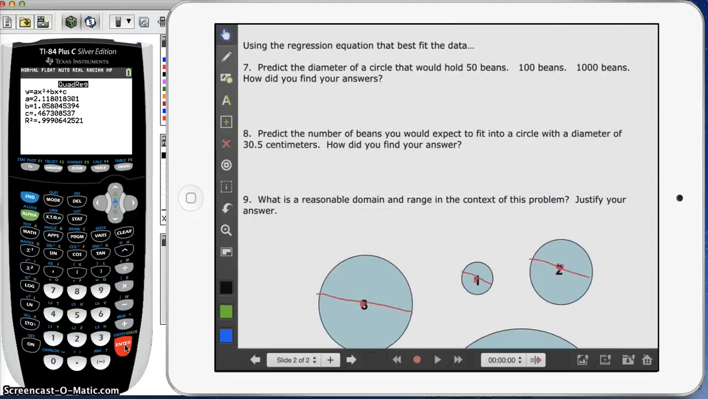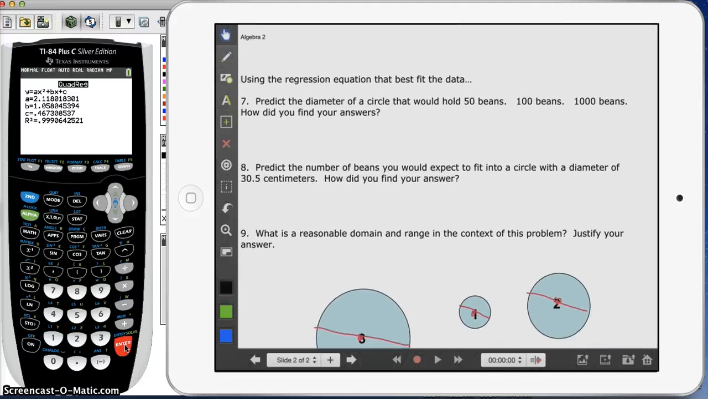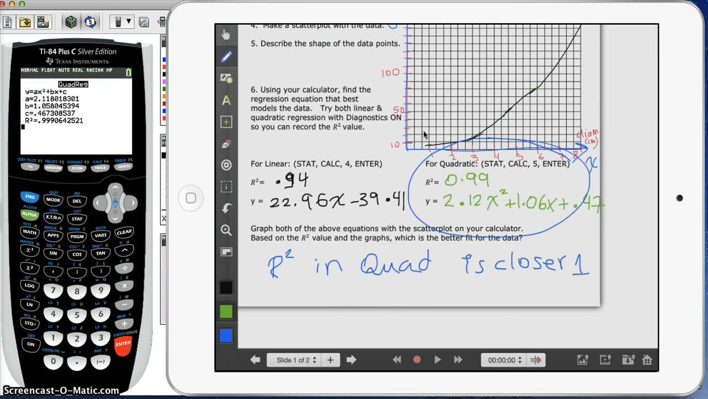And over here, they're telling me to predict the diameter, so they need x, of a circle when the y, which is number of beans, is 50, 100, 1000, and so on. So they want x, and the y is given. How do I do that? Now remember that this is a quadratic equation. So you can plug in 50 for y, but then, let me go back to the equation. If I plug in 50 for y, I'll have to find x squared and x, and as you can see, this is hard, right, to find what x is. So there should be another way to do that.